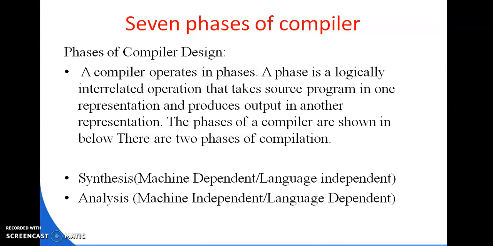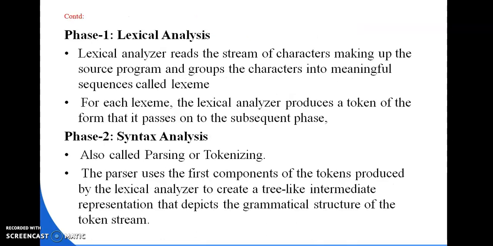There are 2 phases of compilation: synthesis and analysis. Synthesis is machine dependent but language independent. Analysis is machine independent but language dependent. Phase 1 is your analysis phase. Analysis constructs the intermediate representation from the source program. Analysis can be done in 3 phases: lexical analysis, syntax analysis, and semantic analysis.